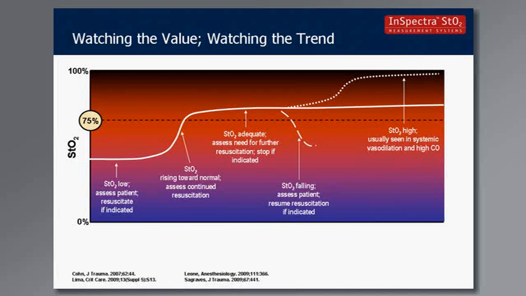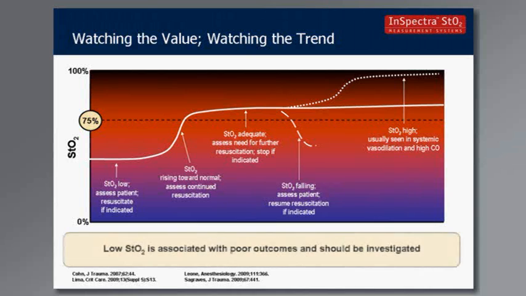Now, StO2 values in the mid to high 90s are most often seen in patients with very high oxygen delivery. This is commonly seen in patients who are systemically vasodilated and have high cardiac outputs. An expected clinical range for StO2 in patients is approximately 75% to maybe even as high as the low 90s. Low StO2 readings have been shown to be associated with poor outcomes and should be investigated. A reading below 75% is a red flag that the patient might be hypoperfused and warrants further investigation.